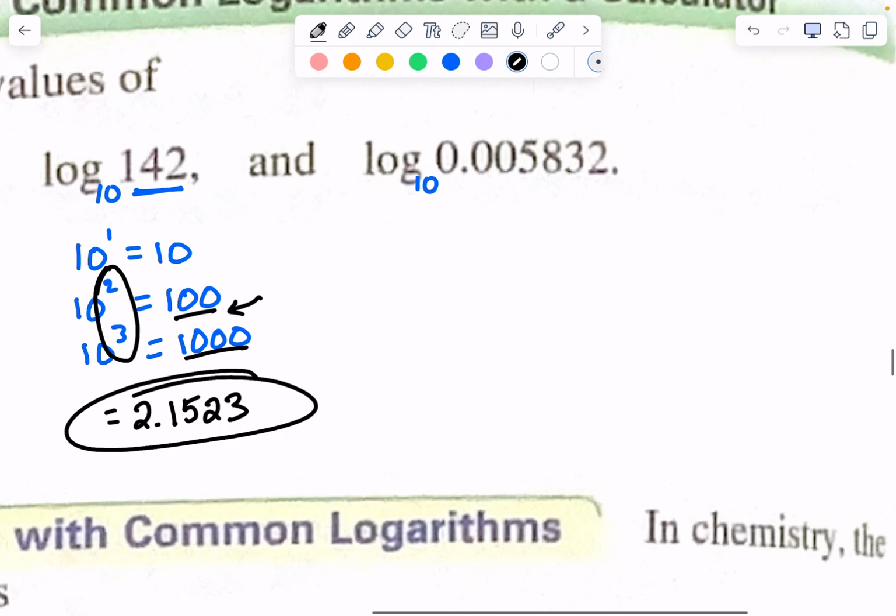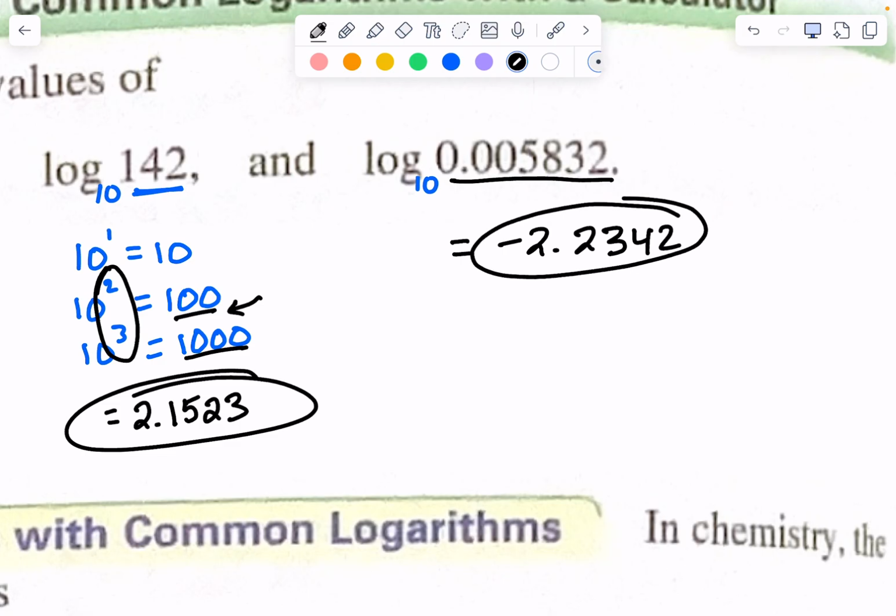Okay. 10 to what power will give me this number? It's probably going to be a negative exponent or a negative power. So just type in log base 10 of the number. 2342, and that makes sense.